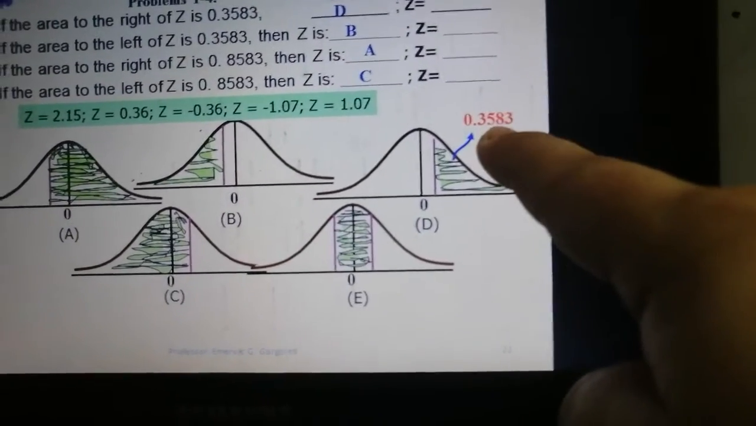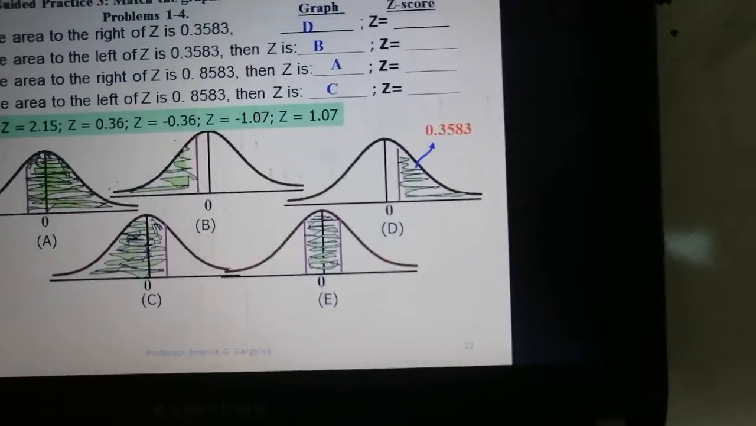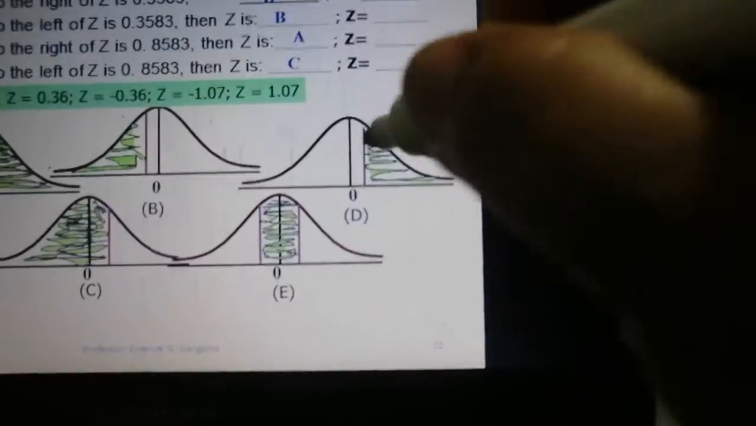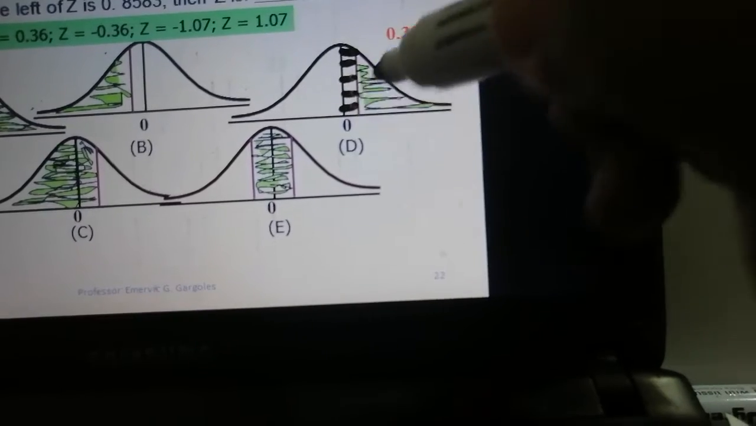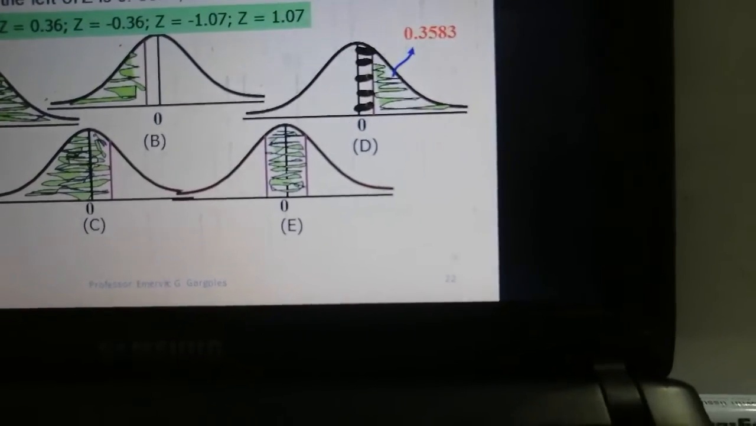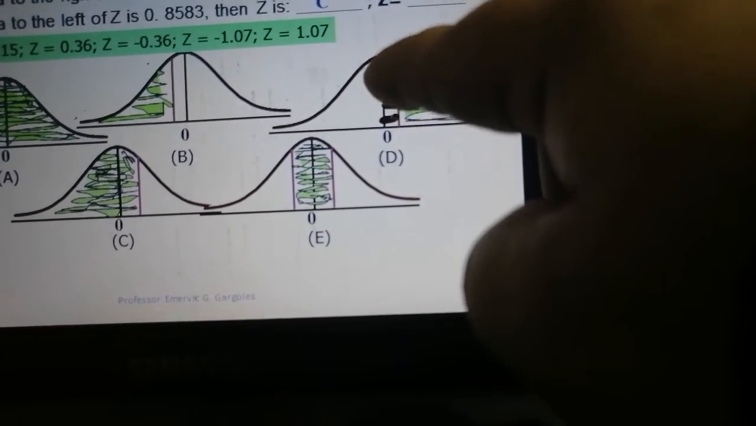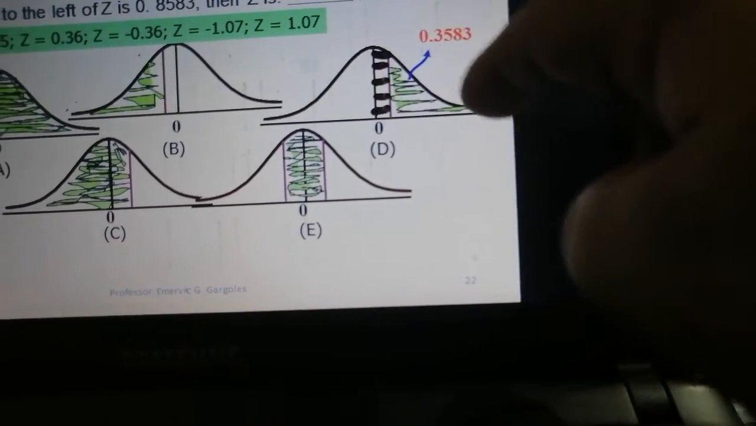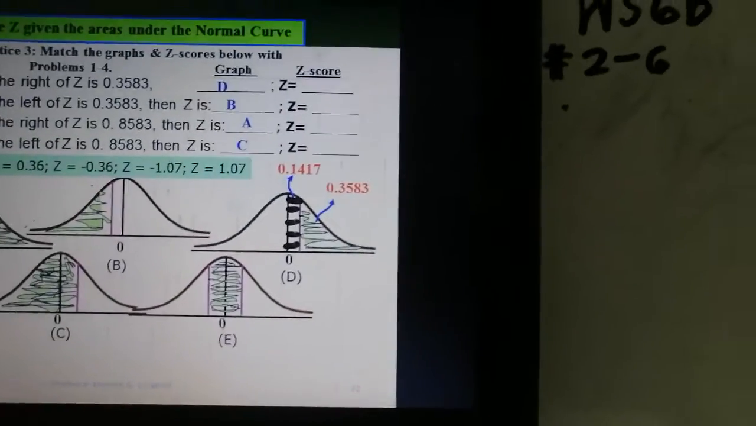No. Why? Because the table will only give us the area from 0 to the point that we do not know. So, what will the table give us? This point. From 0 to this point. Which we do not need. But, is there any way that we can find this area? Yes. How? By subtracting 0.3583 from 0.5.